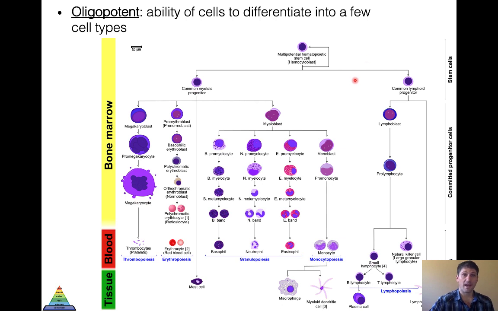Now, if we look at another type, we can reference the myeloid progenitor cell or the lymphoid progenitor cell as oligopotent. So oligo means few. Now, the myeloid progenitor cells, like I said, can become all of these, but they cannot become any of these. Okay, so it's just a little bit of fine-tuning our definition and our understanding. Same is true here. The lymphoid cells can become these, but not any of these.